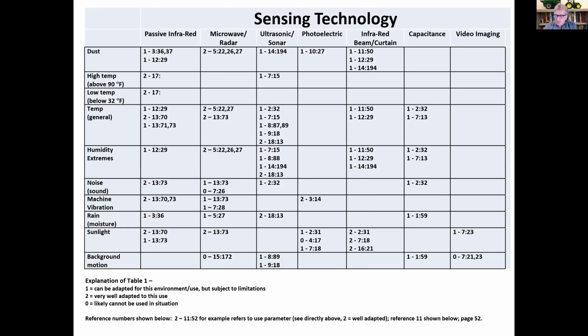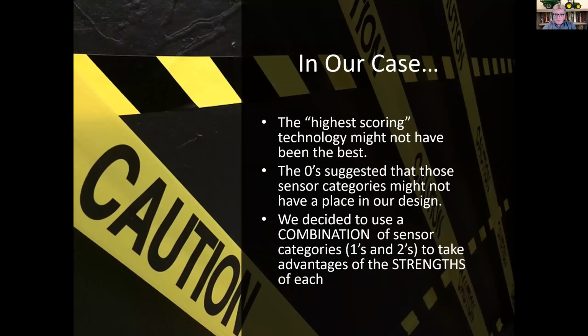And so what we ended up doing in this particular case, this matrix gave us a huge amount of information, and it helped us to make this really complicated decision. In this particular case, it wasn't the highest scoring technology that was necessarily the best, because we might have had something that scored really high, but maybe in some conditions, like rainy conditions or with background motion, it's just not going to work at all. The 0 suggested that it's not going to work at all. So what we decided to do is use combinations of sensing technologies.